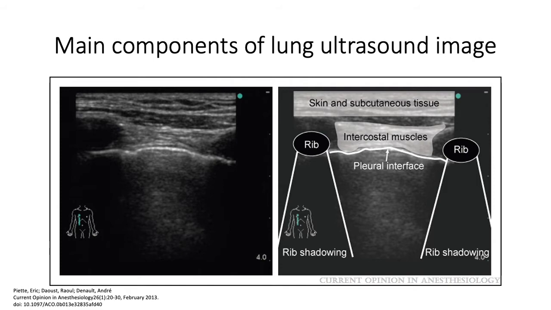So in the ultrasound picture on the right, you can see rib, which shows up as bright. You can see pleura, which looks like a shimmering line. And then you can also see skin, subcutaneous tissue, and muscles on ultrasound. Lung, on the other hand, appears dark.